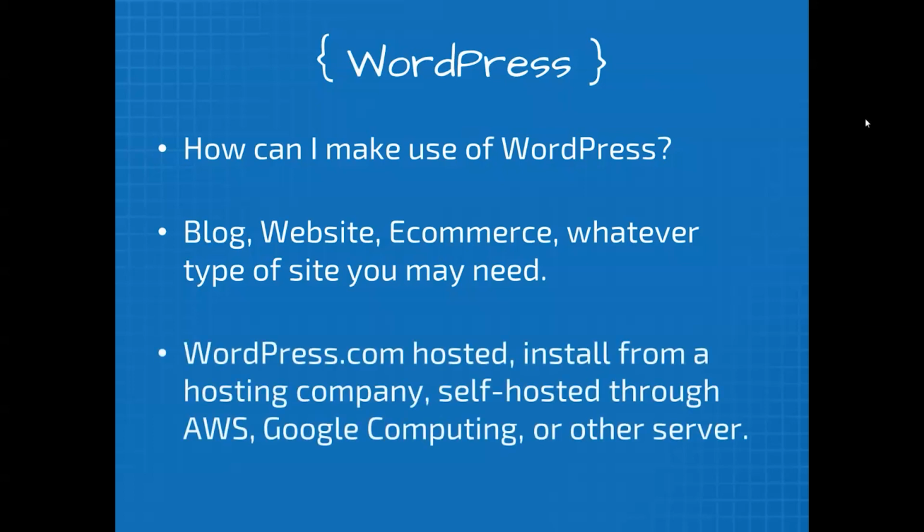WordPress.com hosted install, like I said, through a hosting company, or self-hosted through something like AWS from Amazon, or even Google Computing, or some other server that you're able to have access to. As long as you can install PHP, you have access to a MySQL database, and you have some kind of web application software like Apache or Nginx that can serve out your PHP pages, you're able to install WordPress. And it's really just a 5-minute install once you do have access to that server. So it's pretty amazing what you can do.